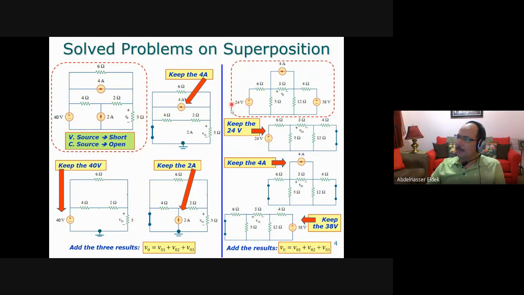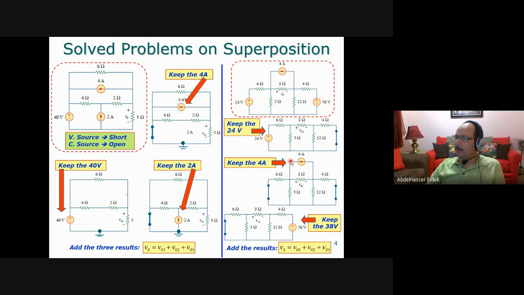Same for this one. If you look at this example here, you have 3 sources. You have 24 volt, you have 38 volt, and you have 4 ampere source. So if you keep, for example, the 24 volt, you turn off this one. This one is gone because it is removed, open circuit, and this one is short circuit. Here it is. So this is the circuit after you turn off the other sources. You keep only the 24.